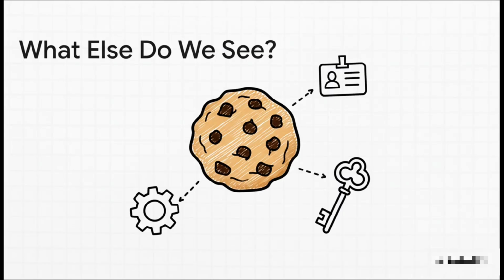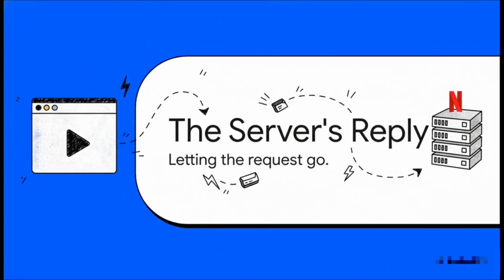But hold on, if we scroll through the full request, we see something else. A whole long list of cookies. These are just little bits of data the server uses to remember who you are. It's how it keeps you logged in, how it saves your preferences. Now, that is a huge topic for another day, but it's pretty cool to see them right here in the wild. So, we've dissected the request. We've seen exactly what our browser is trying to say.